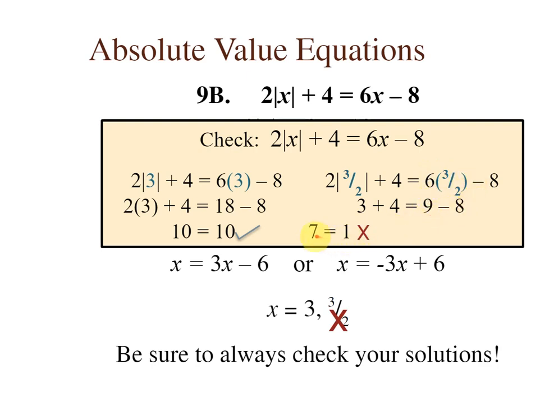7 does not equal 1. That means that 3/2 or 1.5 is not a valid solution. We would say it's extraneous, and we would not list it as one of our solutions without calling it extraneous. In this case, we're going to say our answer is x equals 3.